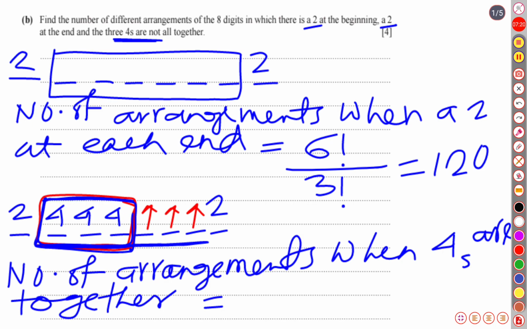So in total there are 4 units, and there is no question of identical arrangements because all the fours are behaving like one unit. So it's 4 factorial, and the 2s we don't need to bother about. The 2s are already arranged, so it's nothing but 4 factorial, which equals 24. Now we are moving on to our final answer.